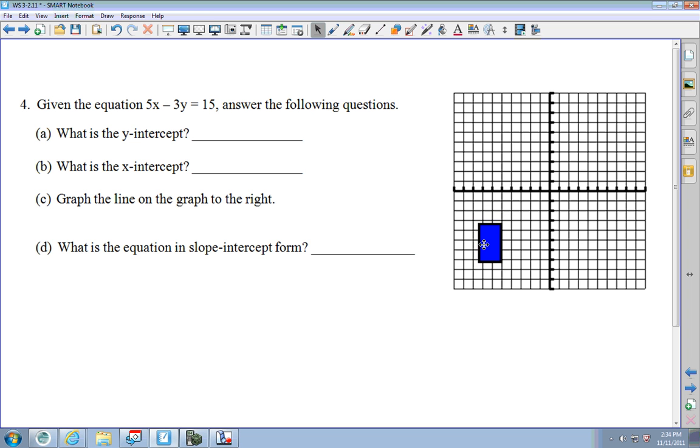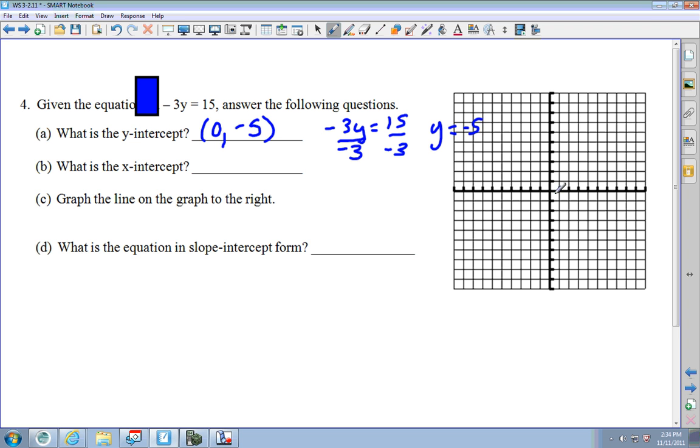What is the y-intercept? I'm going to cover up the x. I'm going to get negative 3y equals 15. I'm going to divide by negative 3. I get y equals negative 5. So my y-intercept is 0, negative 5. 1, 2, 3, 1, 2, 3, 4, 5. There's my point, 0, negative 5.